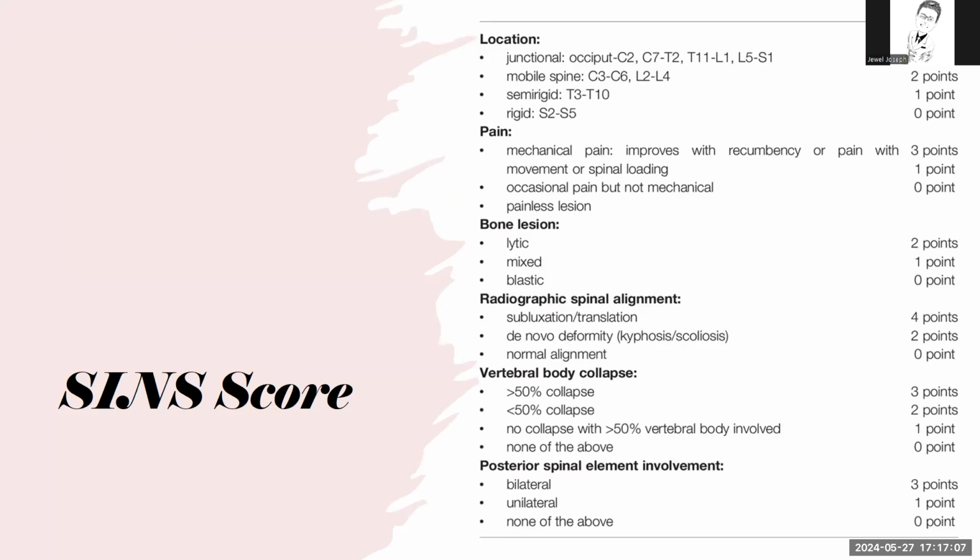So this is something called the SIN score. This is the spinal instability neoplastic score, which has multiple criteria, multiple elements like location, pain, bone lesion, whether it is lytic, mixed, or sclerotic, spinal alignment, vertebral body collapse, and posterior spinal element involvement. So based on this, you can actually score. A score of 0 to 6 would indicate a stable spine. A score from 7 to 12 would indicate a potentially unstable spine, and more than 12 would be an unstable spine which needs urgent intervention.